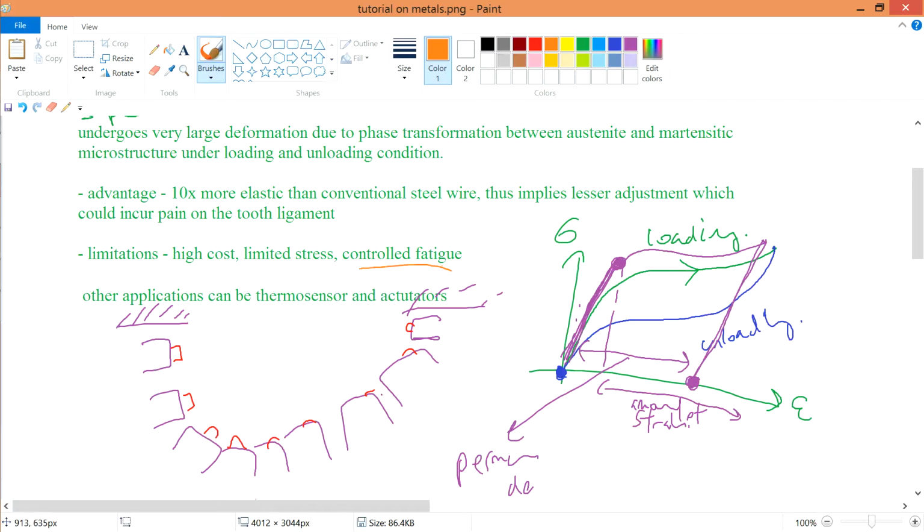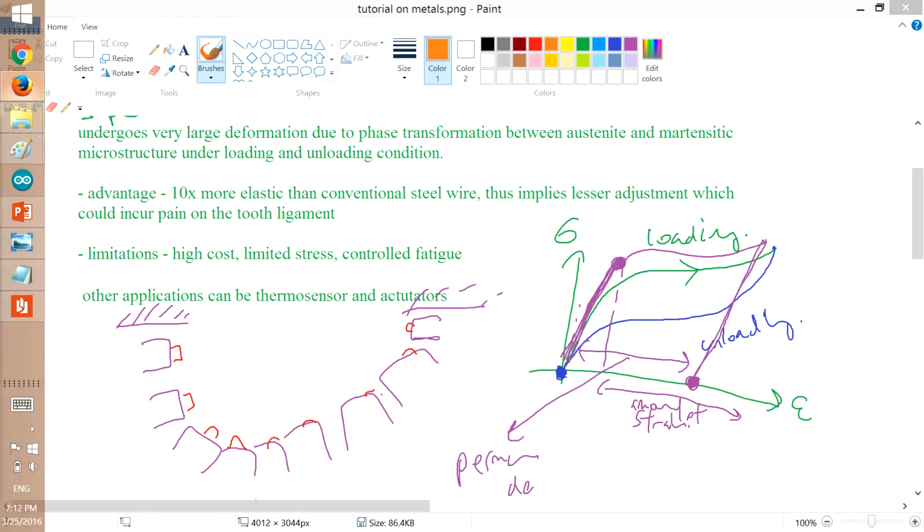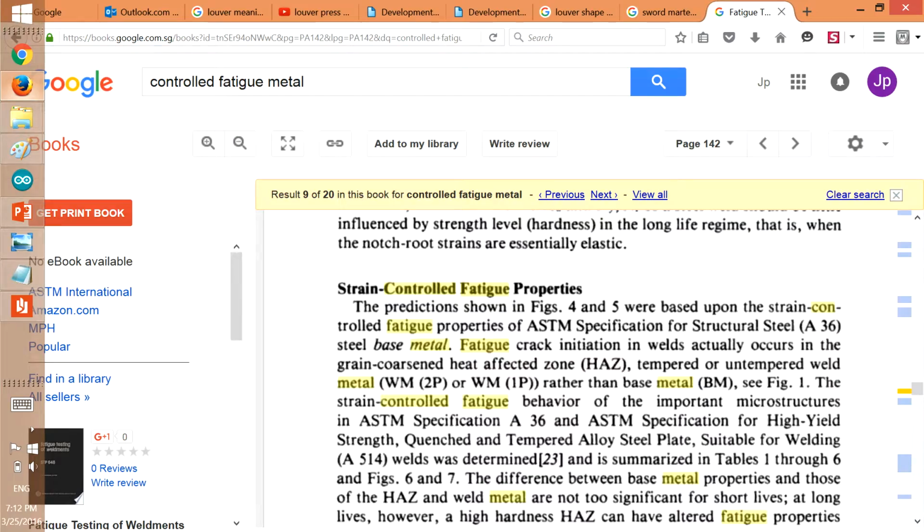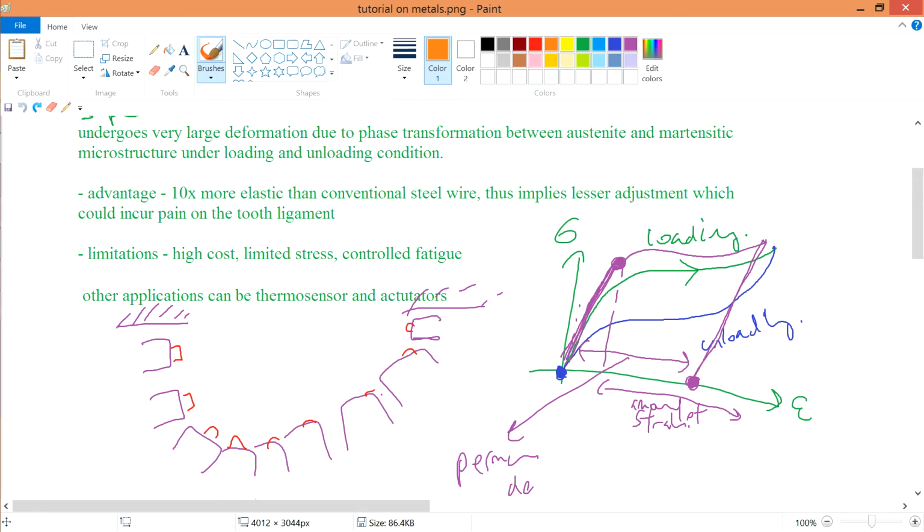Okay, control fatigue, I think it is an advantage. I don't know why you put it under disadvantage, but anyway, control fatigue itself is to control the fatigue, to prevent fatigue from happening, I guess. I don't know. You can search, but I can't find any good answers. You can do it yourself. And other applications can be thermal sensors and actuators that you can talk about.